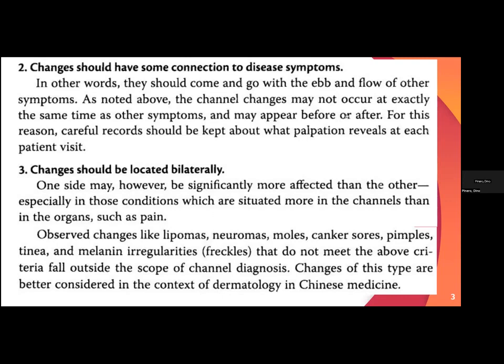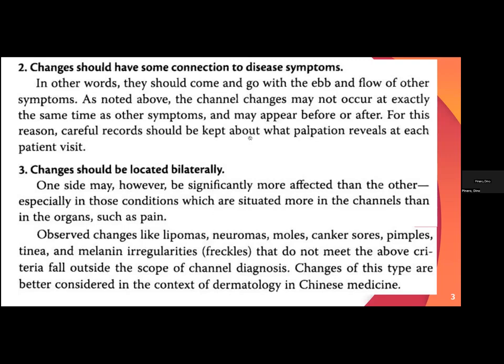For this reason, careful record should be kept about what palpation reveals at each patient visit. So, we should record kung ano po yung na-notice natin, and each visit, i-check po natin kung may changes. Kung may lumabas or yung lumabas nag-improve. So, we need to check and record those changes sa every patient visit.